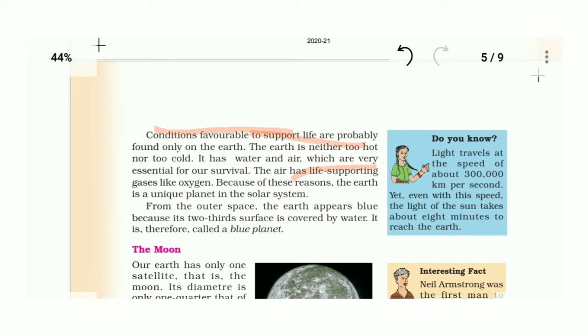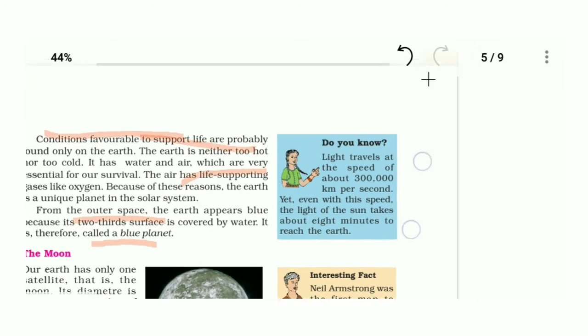And because of this reason, the earth is a unique planet in the solar system, and it is also called the blue planet, because 2/3 of its surface is covered with water and it appears blue. So yes, it is a blue planet.